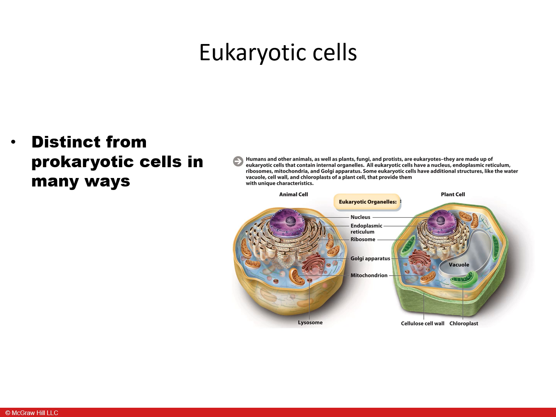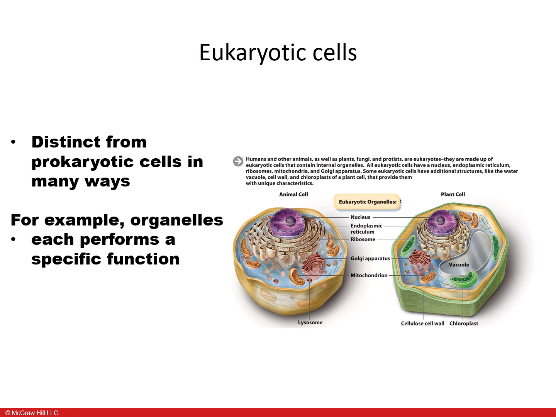So now let's go back to talking about eukaryotic cells. Eukaryotic cells are distinct from prokaryotic cells in many different ways. And one of those is that it actually has organelles, or membrane-bound organelles. And each of those organelles performs different functions. So let's talk about those organelles and their specific functions.